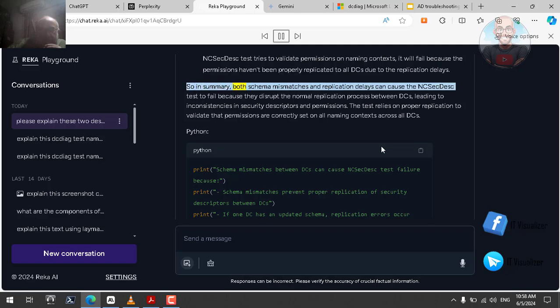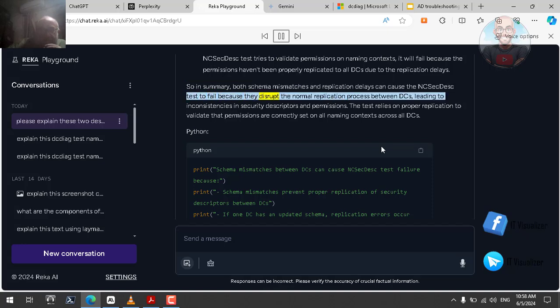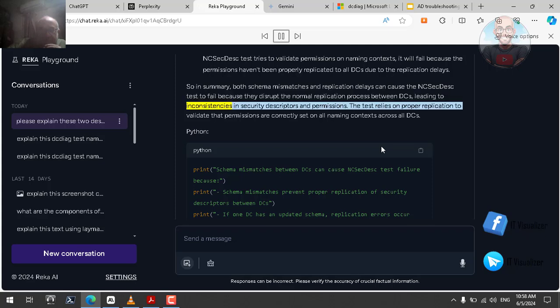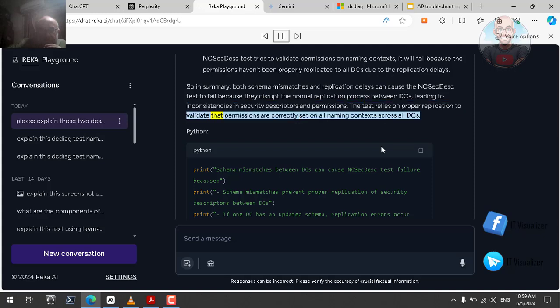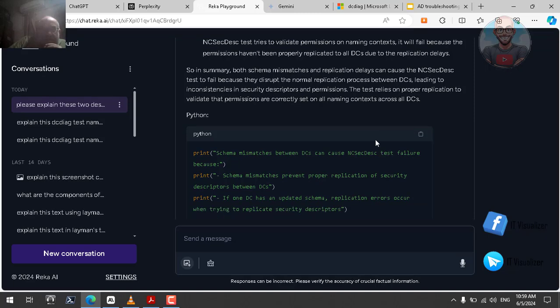So in summary, both schema mismatches and replication delays can cause the NCSEC desk test to fail because they disrupt the normal replication process between DCs, leading to inconsistencies in security descriptors and permissions. The test relies on proper replication to validate that permissions are correctly set on all naming contexts across all DCs. So, a very, very good answer.